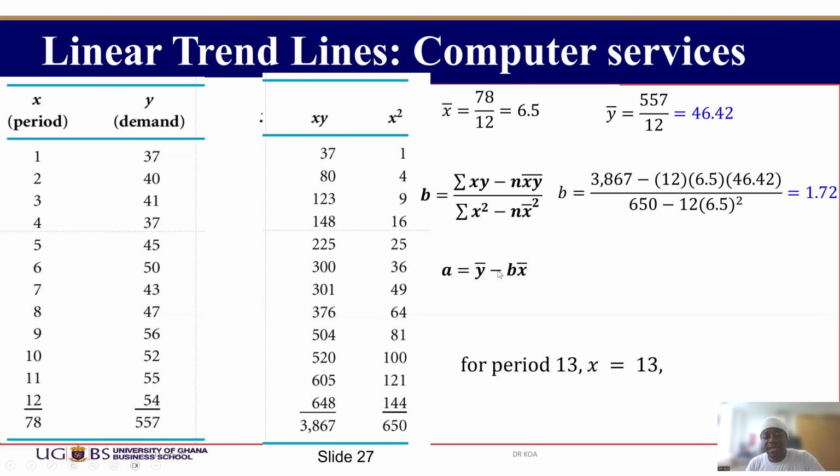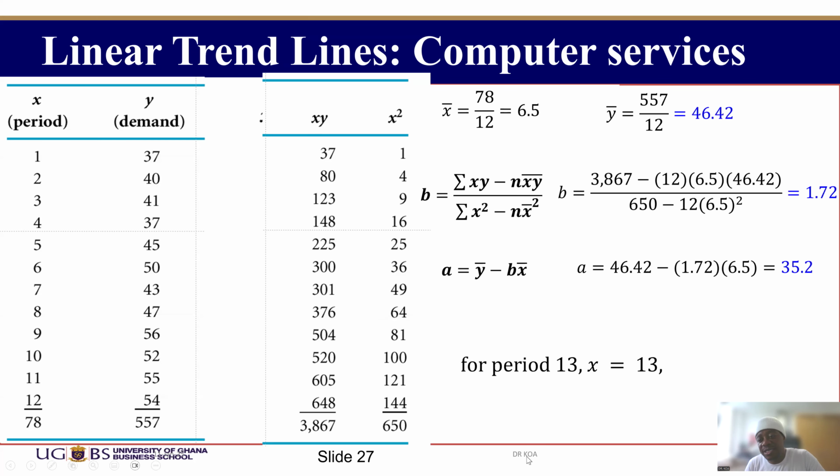Okay. Now, how do you get an A? To get an A, you substitute this. Now, what is that? Well, you know that y bar is already known. Y bar is 46.42. Okay, minus B. B is what you just found, which is 1.72. Multiplied by x bar. X bar is 6.5. Okay, so you substitute that, and if you do that correctly, you will get the value of A to be equal to 35.2.